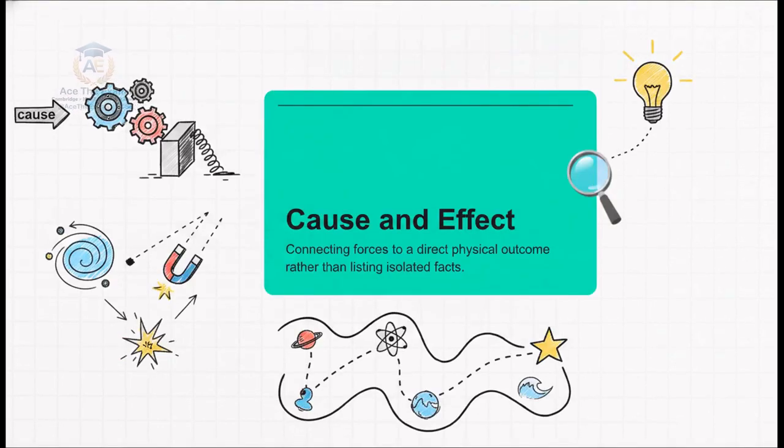And this all boils down to one crucial principle: cause and effect. A master-level answer relies on cause and effect reasoning to prove exactly why an object behaves the way it does. Whether you're dealing with fields, forces, or particles, you have to connect them to a direct physical outcome. Never ever just list isolated scientific facts, hoping the examiner will somehow connect the dots for you. You have to be the one to draw the map.